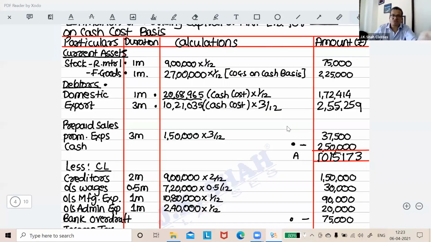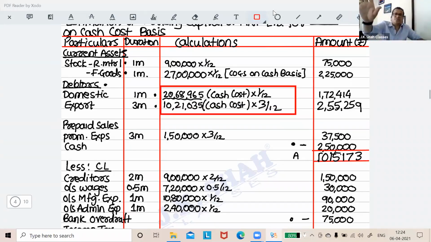See, look into your question. Raw material 9 lakh is available in the question. Just multiplying by 1/12 is no big task. Finished goods, sir, we know total COGS is how much? 27 lakh. Finished goods stock, you write 27 lakh into 1/12. Okay, fine. The biggest task was how you calculate your debtors. That's it. Other than that, see guys, everything is normal.